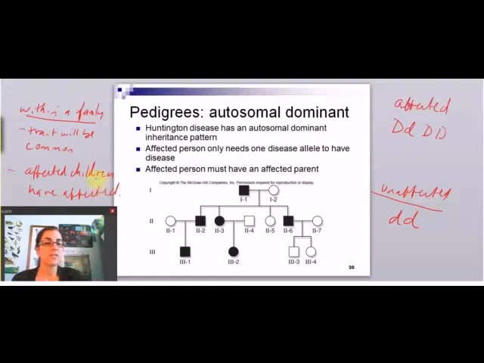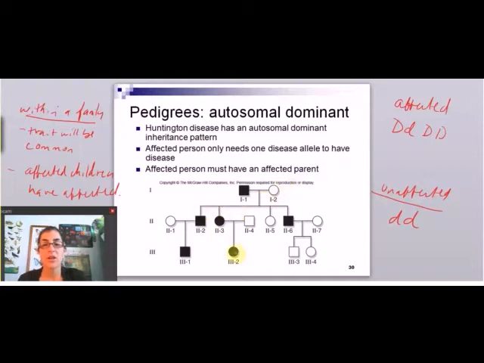So remember, with recessive diseases, it could skip generations. But if I look here, here's a child with the disease, here's the parent with the disease. Here's a child with the disease, here's a parent with the disease. Here's a child with the disease, here's a parent with the disease.